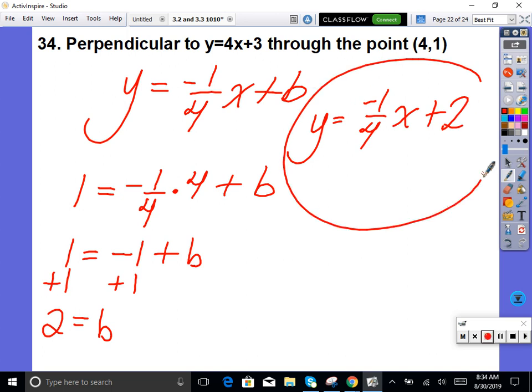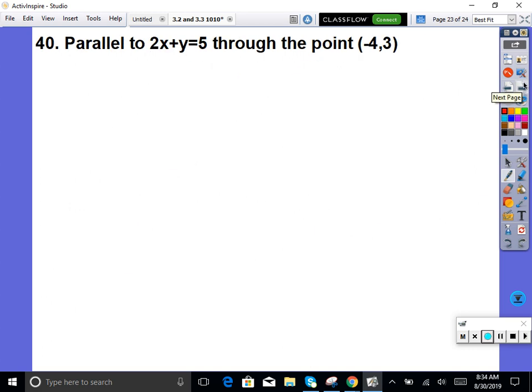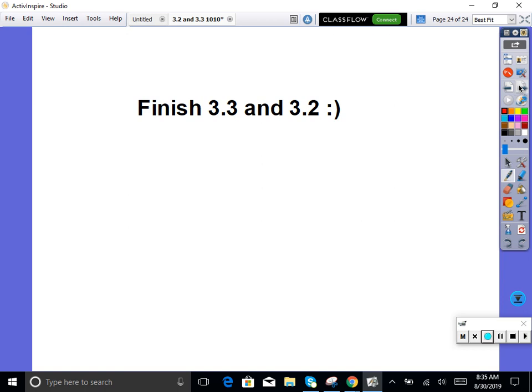How are you guys feeling about this stuff? Good, good, good, good. Okay, so I think we get the picture here. I just want to make sure, parallel to this line through this point. Well, what I first need to do is get it into y equals mx plus b form, go for it, just like we did the last examples. I don't want to waste your time. Okay, great. All right, that's the end.